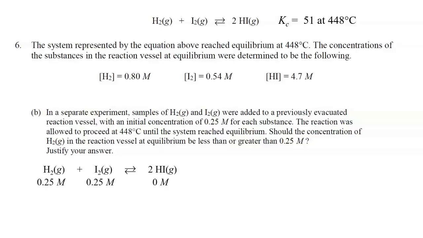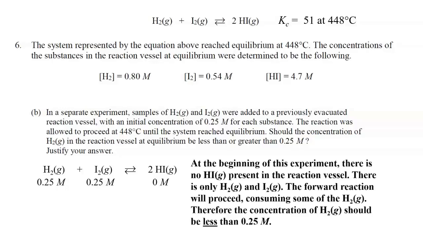Now, in this experiment, we're not starting off with a mixture of both reactants and products. We're starting off with a mixture of reactants only. We have hydrogen and iodine, and that's it. The concentration of hydrogen and iodine are 0.25 moles per liter, but because there is no hydrogen iodide present at time 0, its initial concentration is 0. This reaction would have to proceed from left to right, from reactants to products, in order to reach equilibrium.